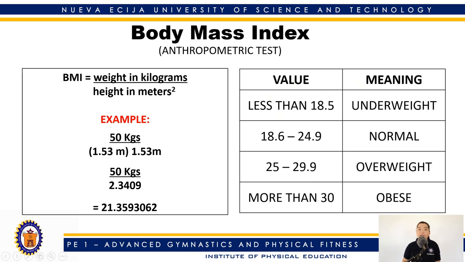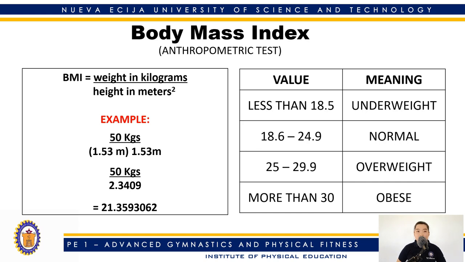Next, we have our anthropometric test, which we are going to get first your weight in kilograms and height in meters. Because body mass index is weight in kilograms divided by your height in meters squared. So for example, an individual weighted 50 kilograms and is 1.53 meters, we will have 21.30 as measurement.